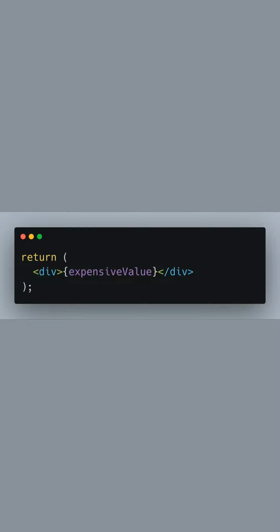Notice the dependency array at the end of the useMemo hook. Our memoization is tied to the dependency prop, meaning that the expensive value will only be recomputed when this dependency changes. Finally, we render our component using the memoized expensive value.